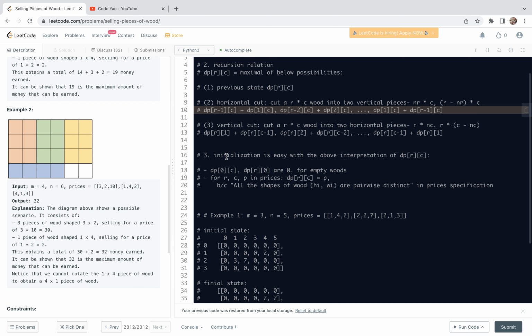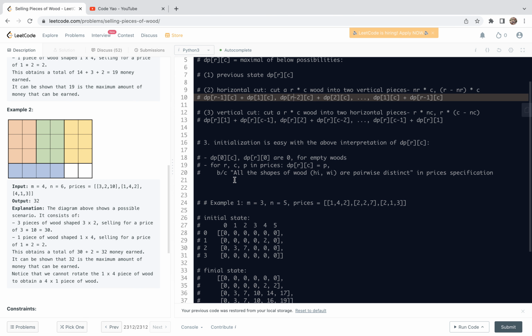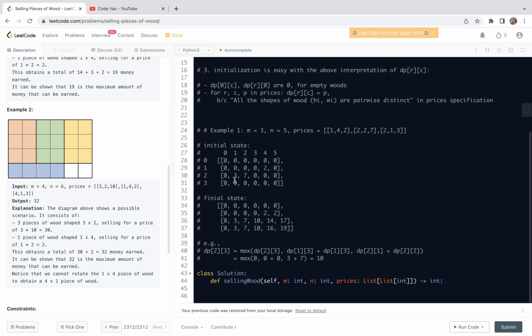So with the recursion relation specified, let's look at the initialization. The DP table will be size m plus 1 times n plus 1. The initialization is sort of intuitive. dp[0][c] or dp[r][0] are all zeros for all r and c's, because these represent empty wood. And then for the atomic sizes r by c specified in the prices, we're going to set dp[r][c] equals p, which corresponds to the last constraint in the problem statement.